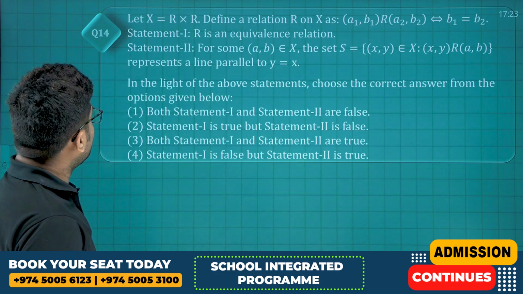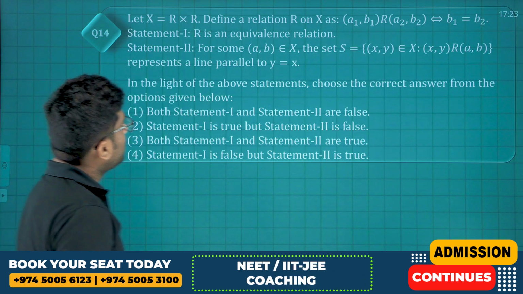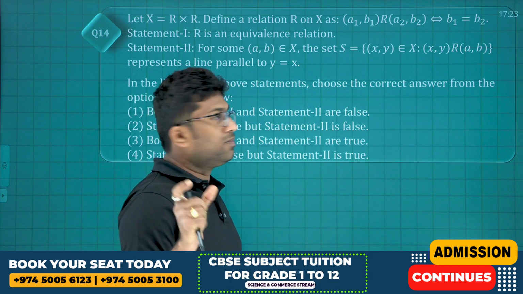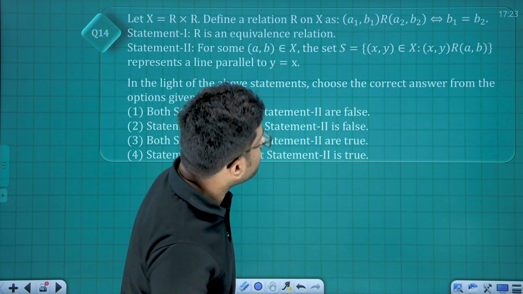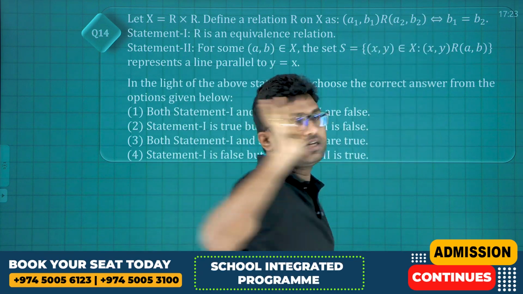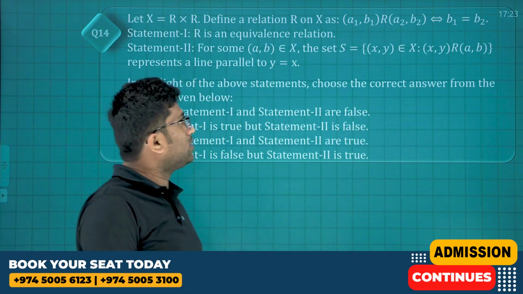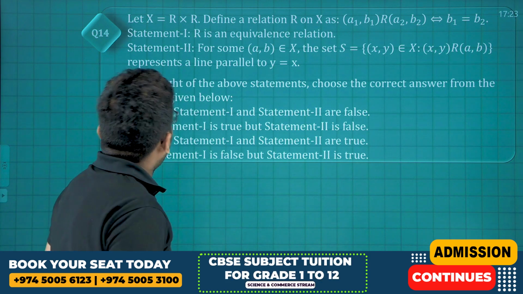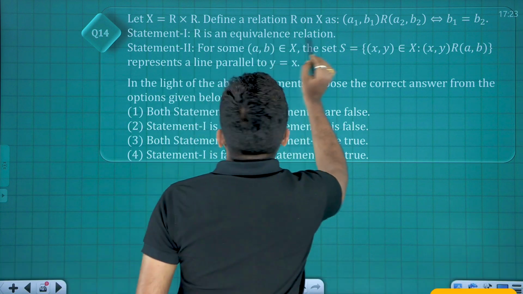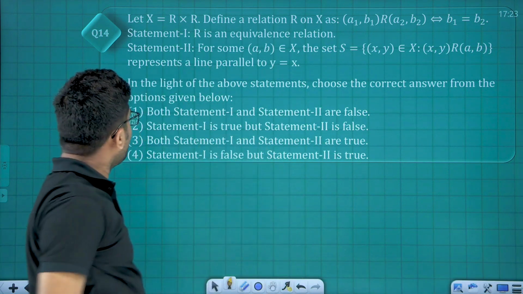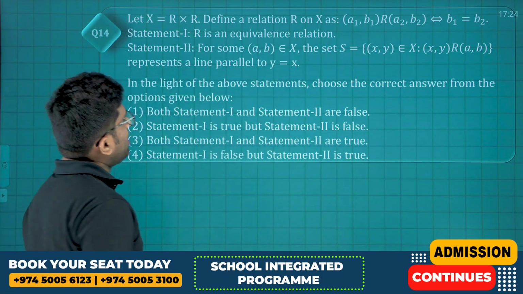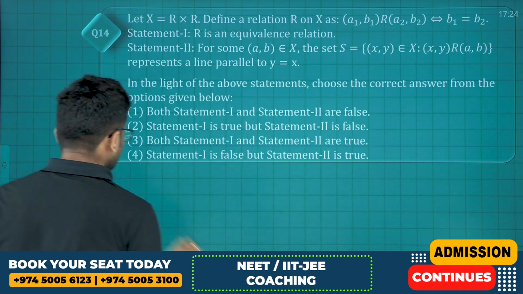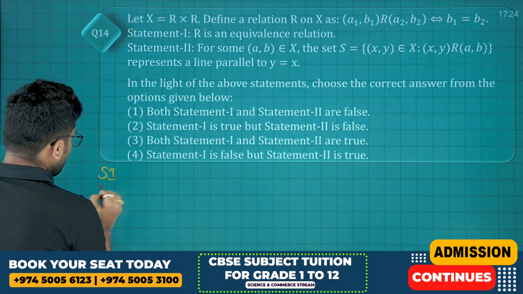Let X denote a set, and define a relation R on X as: the ordered pair (A1, B1) is related to (A2, B2) if and only if B1 is equal to B2. So if B1 is equal to B2, that means (A1, B1) is related to (A2, B2). Statement 1: R is an equivalence relation. Statement 2: for some (A, B) belonging to X. First we'll see the validity of statement 1.